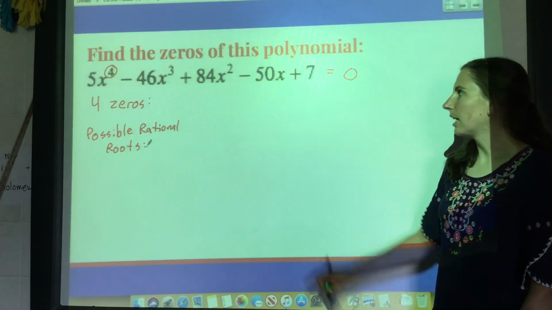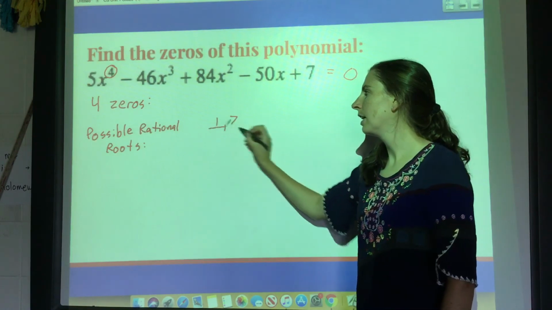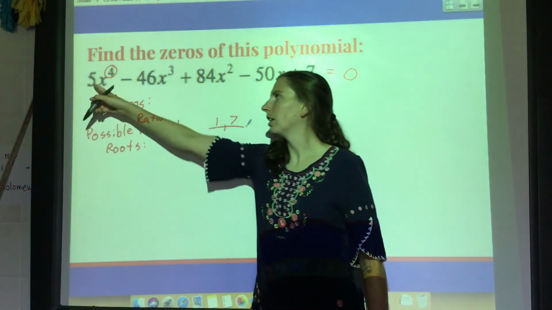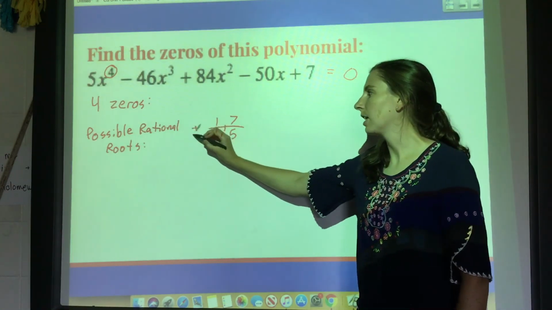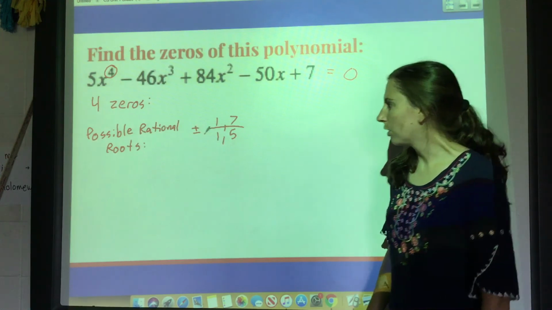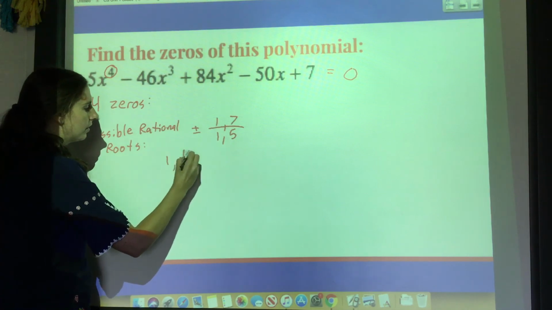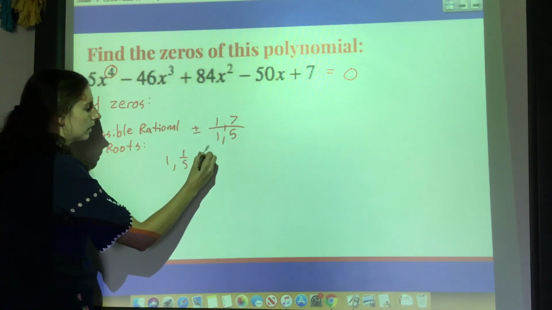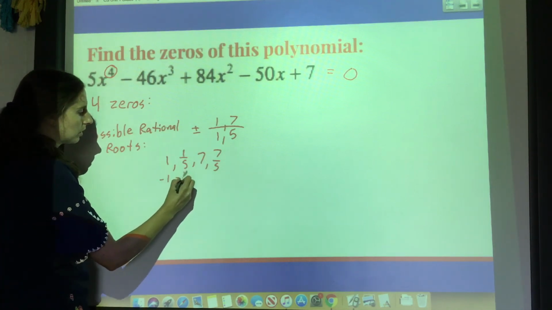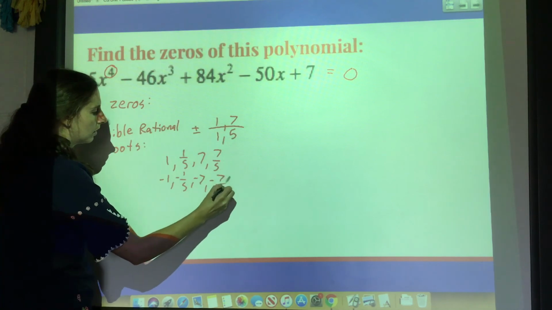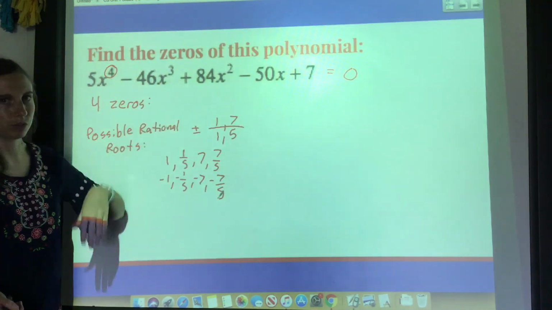Remember, to do this, I'm going to list out the factors of the constant, which would be 1 and 7, divided by the factors of the leading coefficient, which would just be 1 and 5, and do the plus and minus version of each. So that's going to be 1 over 1, 1 over 5, 7 over 1, and 7 over 5. And don't forget the negative version of each of those as well. So these are all possible rational roots to that polynomial.